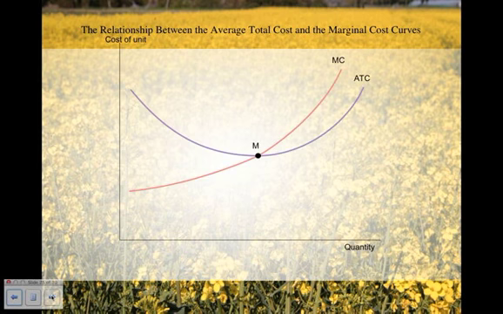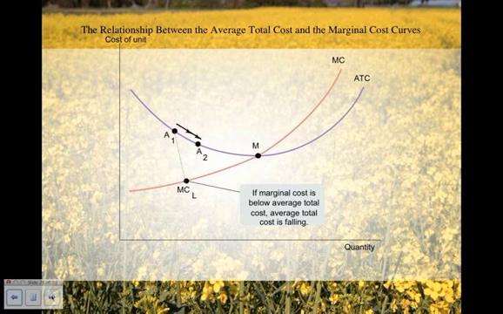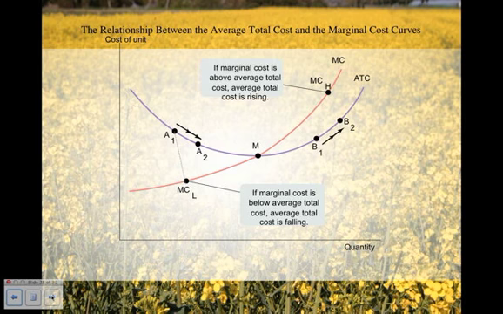And here again, the marginal cost curve is intersecting the average total cost curve. And this is what I just said earlier. It says if marginal cost is below average total cost, the average total cost is falling. And if it's above, the average total cost is rising. So only at point M here is it equal.